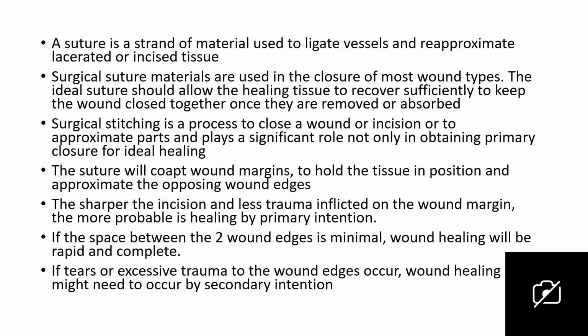intact. Surgical stitching is a process to close a wound or incision or to approximate parts and play a significant role not only in obtaining primary closure for ideal healing. The suture will coapt. Coapt means bring together the two edges of the wound margins to hold the tissue in position and approximate the opposing wound edges. The sharper the incision and less trauma inflicted on the wound margin, the more probable is healing by primary intention.